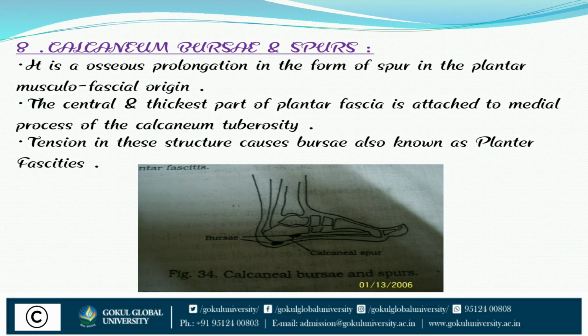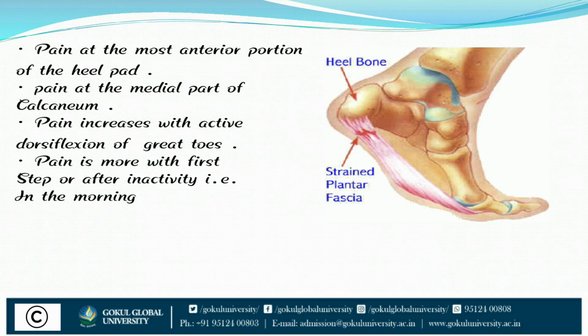Calcaneal bursa and spur. It is an osseous prolongation in the form of a spur at the plantar musculofascial origin. The central and thickest part of the plantar fascia is attached to the medial process of the calcaneal tuberosity. Tension in this structure causes bursitis, also known as plantar fasciitis. So here is the form of the calcaneal spur or calcaneal bursa and spur in the diagram.